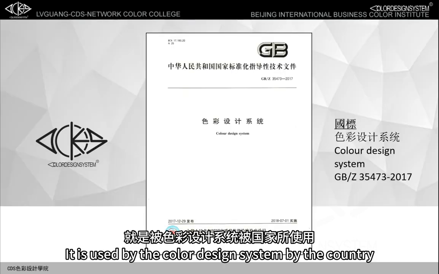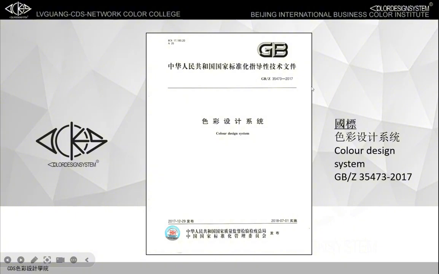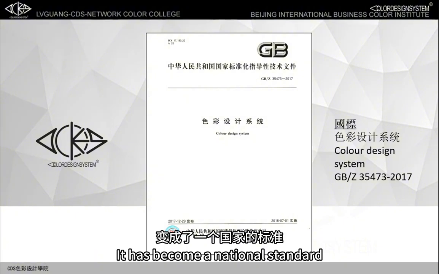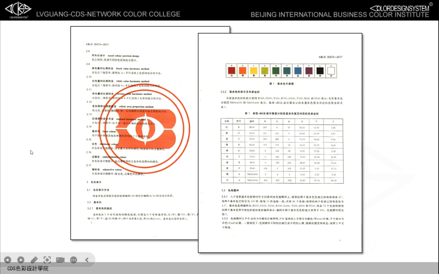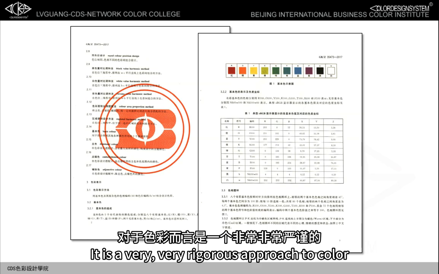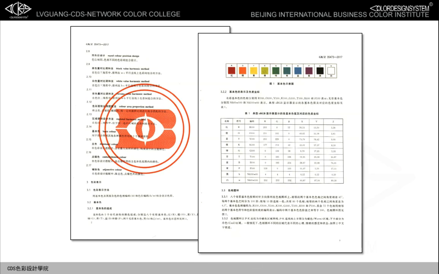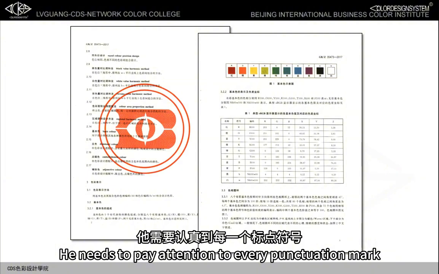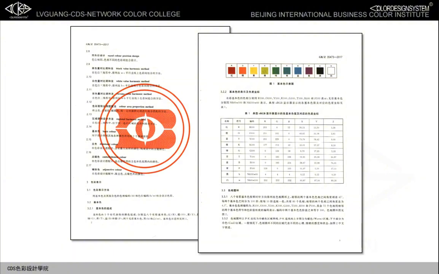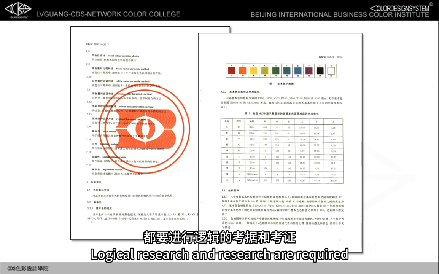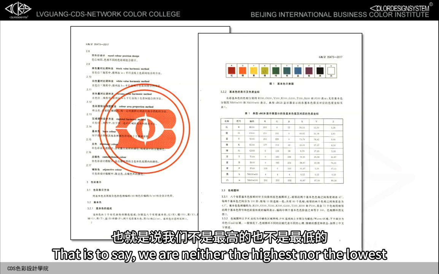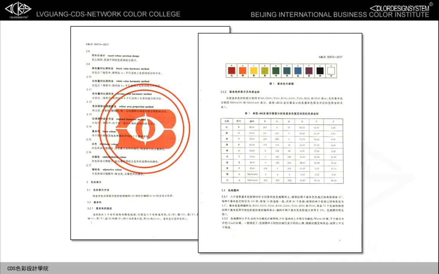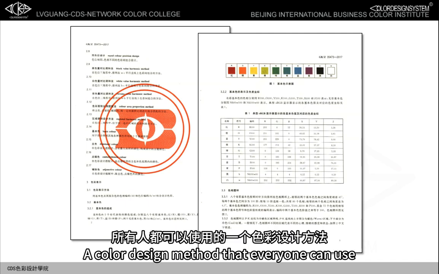The color design system is used by the country. It has become a national standard. These are some of its national standard texts. You know, if it's a standard, it is a very, very rigorous approach to color. It needs to pay attention to every punctuation mark. Logical research is required. We have formed a standard. That is to say, we are neither the highest nor the lowest. It's an intermediate one, a color design method that everyone can use.